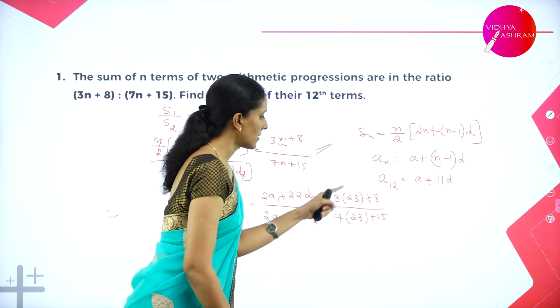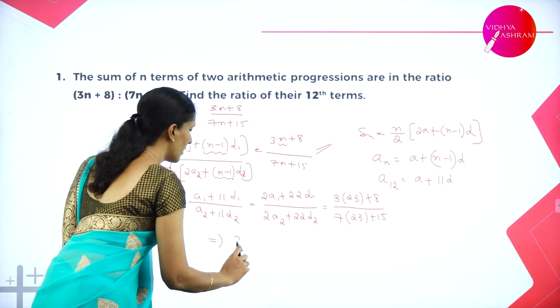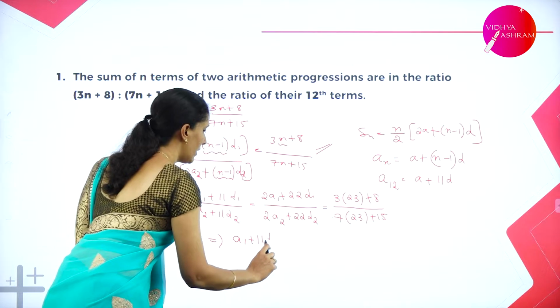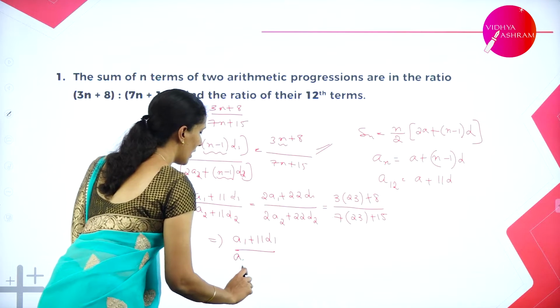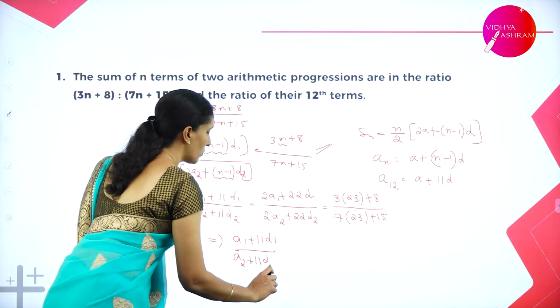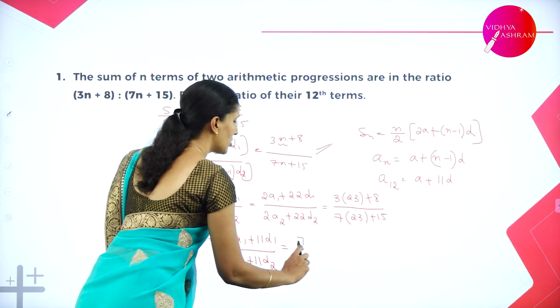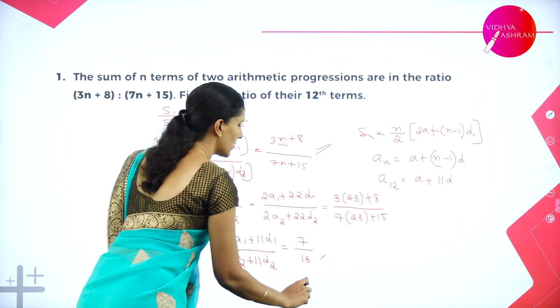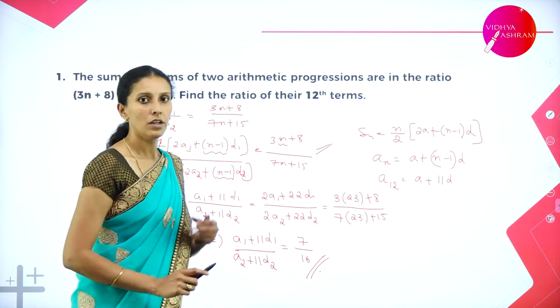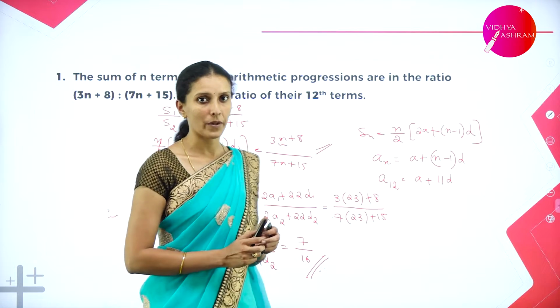So, now solve this. This implies a1 plus 11 d1 divided by a2 plus 11 d2 can be written as, on solving this, we will get the ratio as 7 by 16. So this is the ratio of the 12th term of the two sequences.